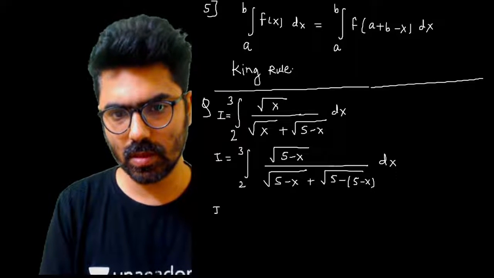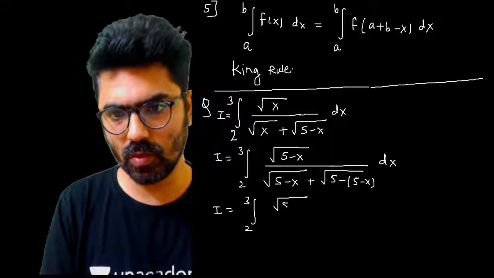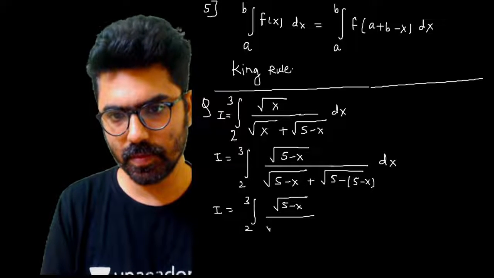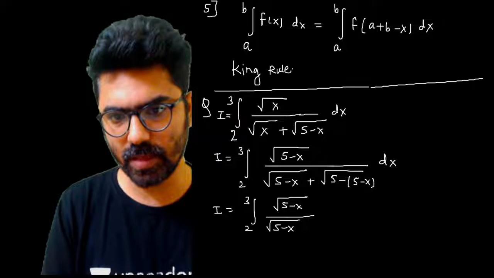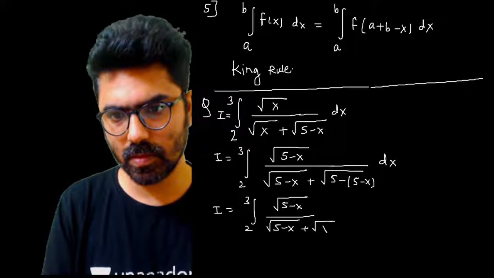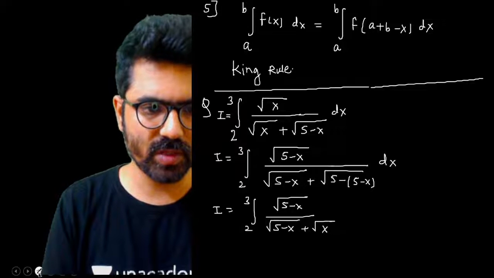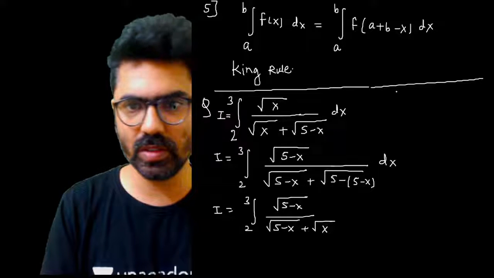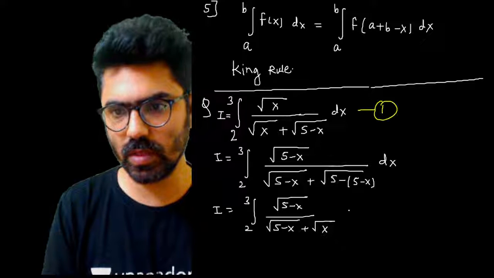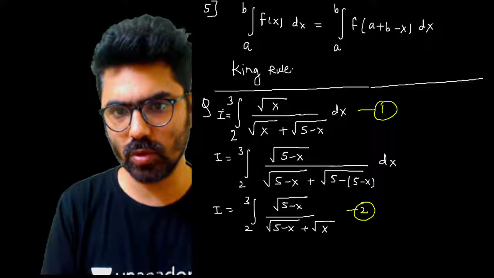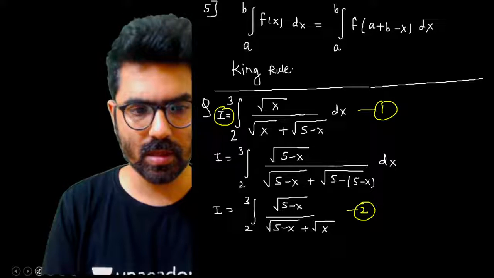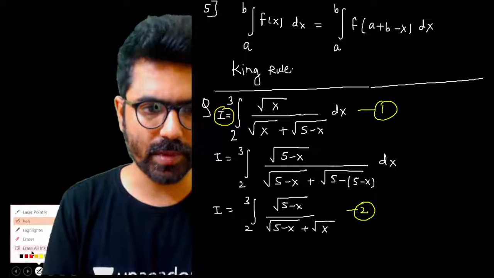dx. Now here, 2 to 3, it becomes root of 5 minus x upon root of 5 minus x plus root x. Now look at these two equations, the one which is before the property and the one which is after the property is applied. The first one and second one, both are equal to I. Am I right? Both are equal to I.